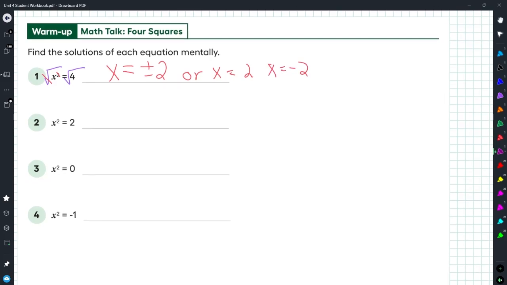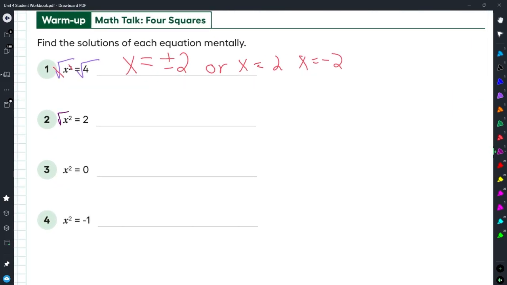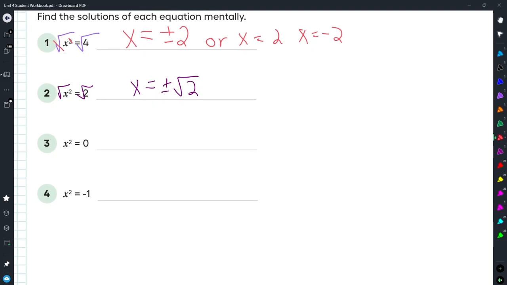Now, same idea here. If we square root both sides, the square root of 2 is not a whole number, so we're going to leave it as x equals plus or minus the square root of 2. So we have two solutions, positive square root of 2 and negative square root of 2. Now, number 3, we have x squared equals 0. If we think about what number times itself will give us 0, that's got to be 0. Or we could square root both sides, and again, the square root of 0 is just 0.